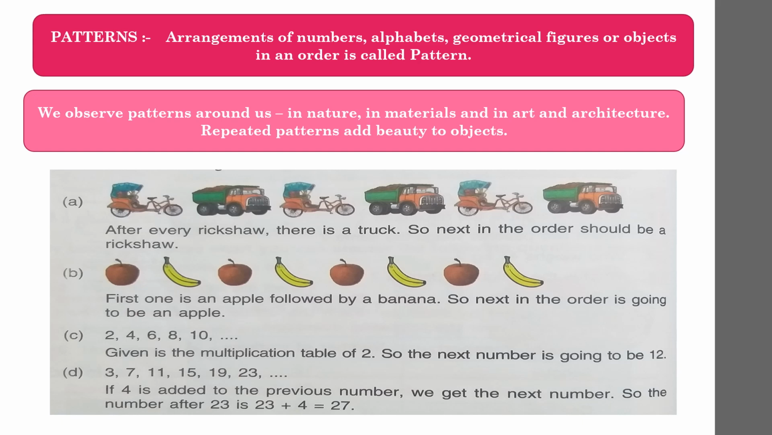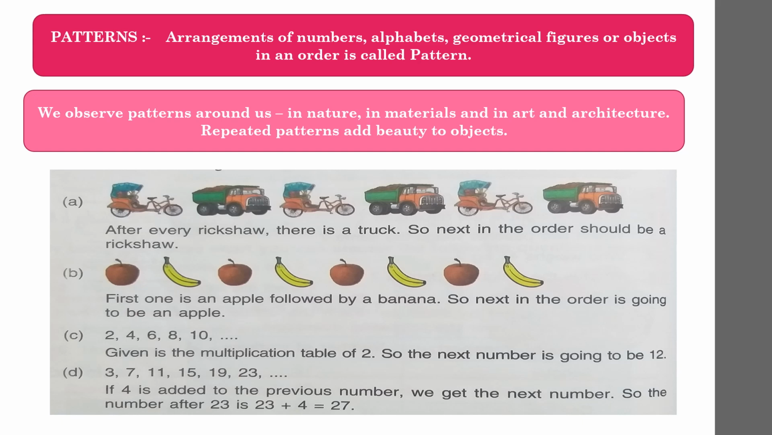So coming to the next one, example B, we see the arrangement of fruits. So apple, then banana, again apple, again banana, apple, banana. So the arrangement is as follows. Coming to example C, we see an arrangement of numbers.